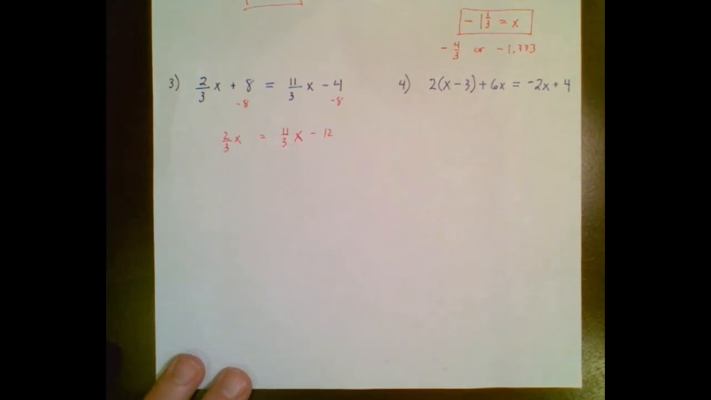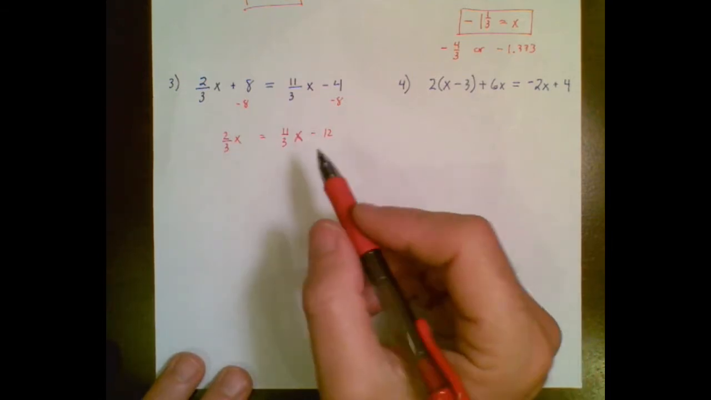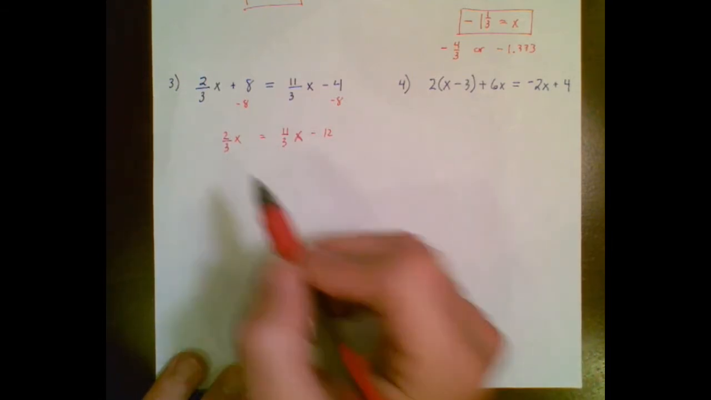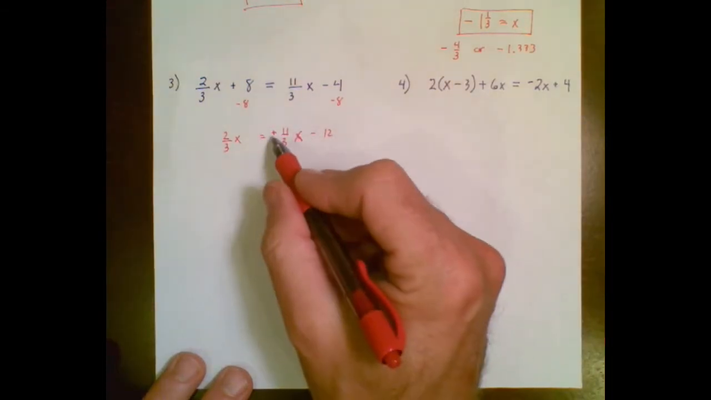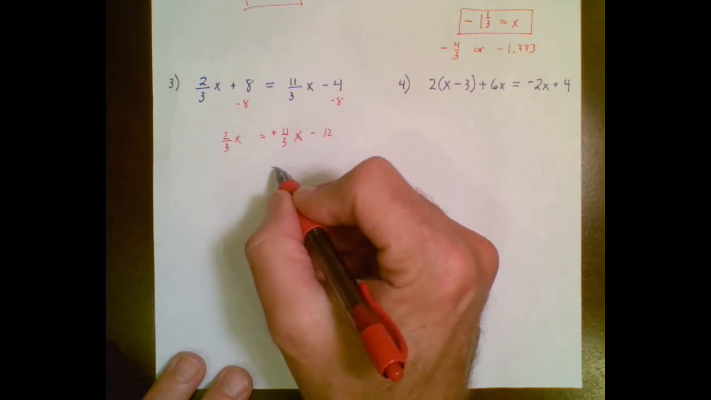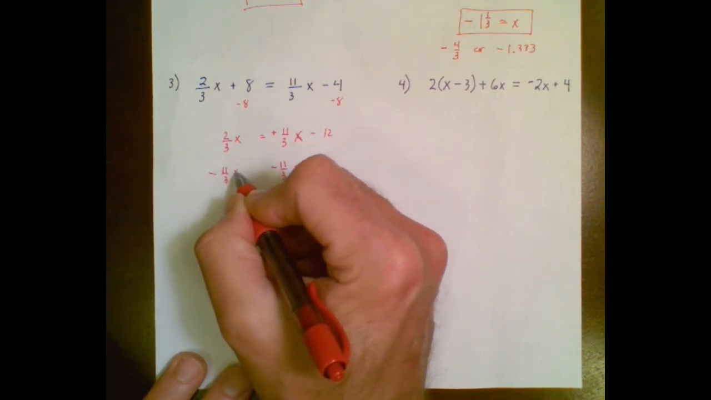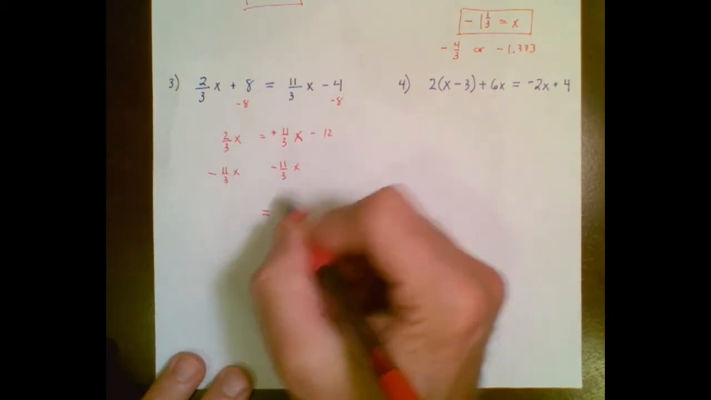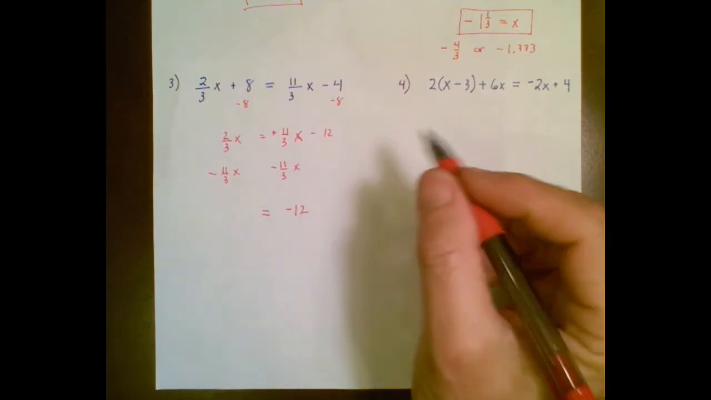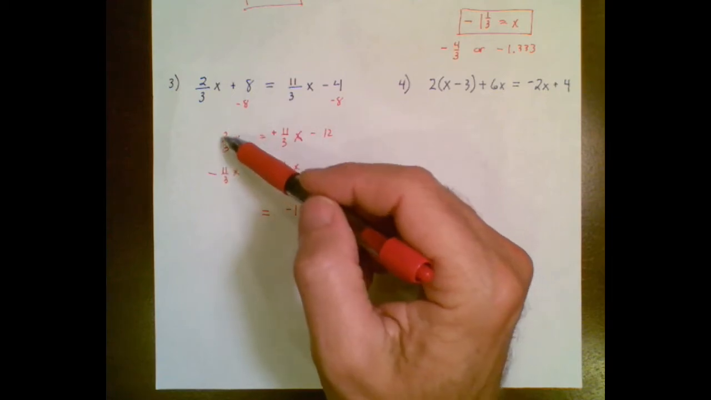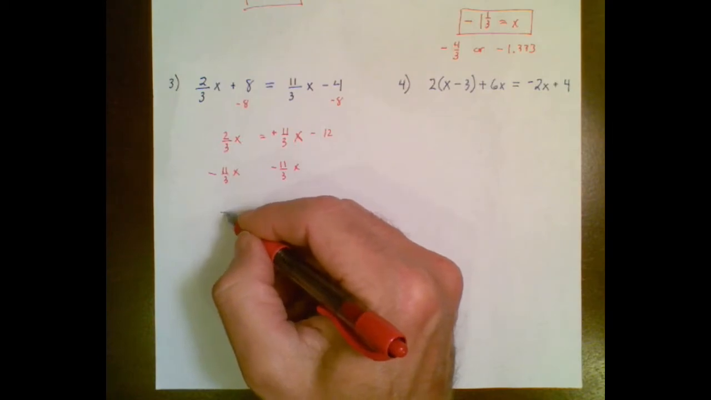Okay, so it's a little bit awkward. I have some x's over here and some x's over here. That means I need to move this x over to the other side. I don't see a sign on it, so I know it's positive. To get rid of a positive 11/3 x, I subtract 11/3 x. That means on my right-hand side, the only thing remaining is a -12. And now over here, 2/3 minus 11/3 is -9/3 x.